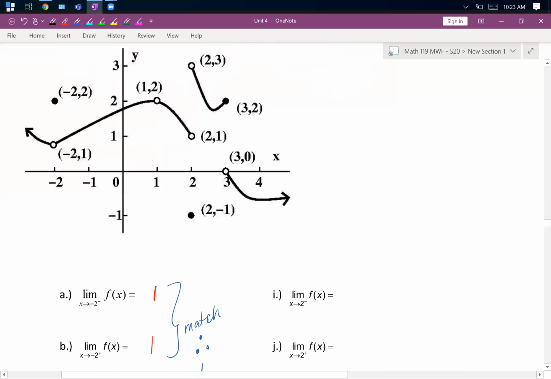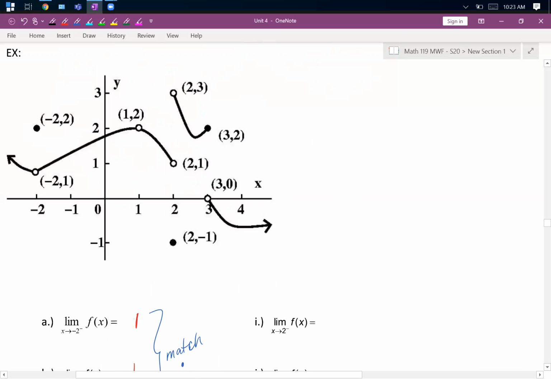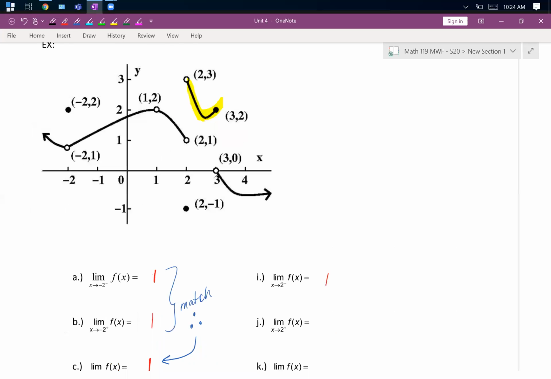All right, let's do the limit as x approaches 2 now. So we're going to do left and right side of 2, and then the overall. The limit as x approaches 2 from the left, what y value are we getting close to? 1. Then we want to look at the limit as x approaches 2 from the right. So that's happening up here. What y value are we getting close to? 3.